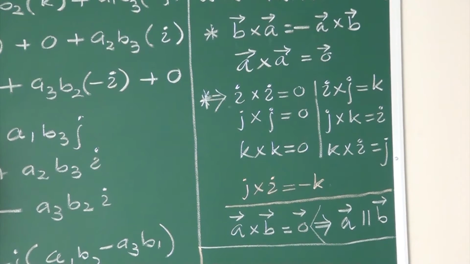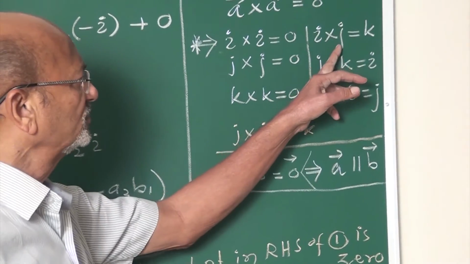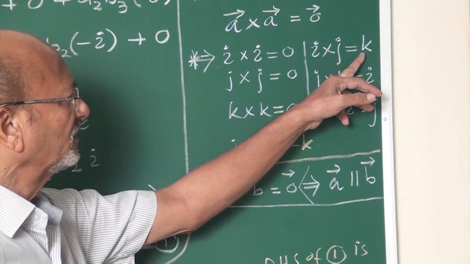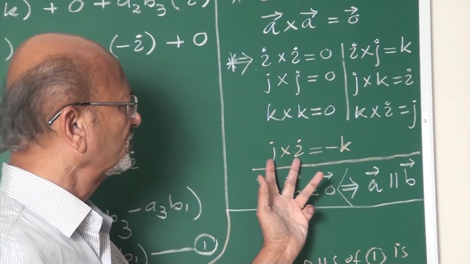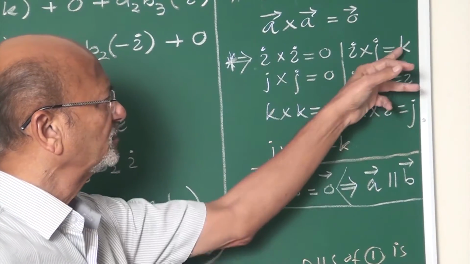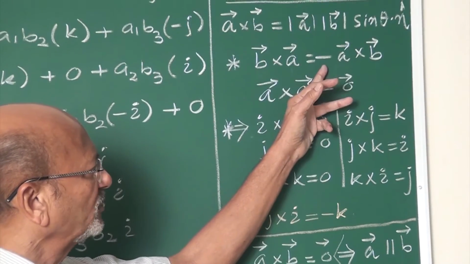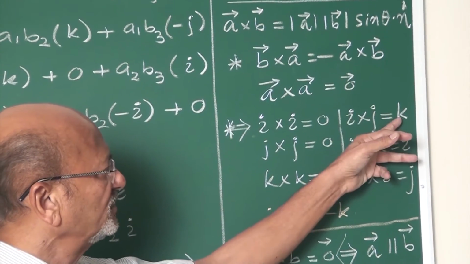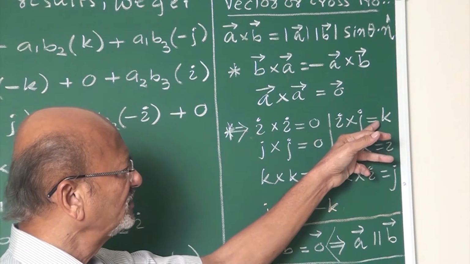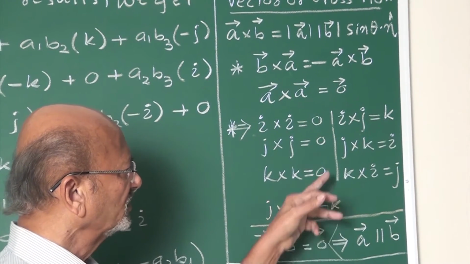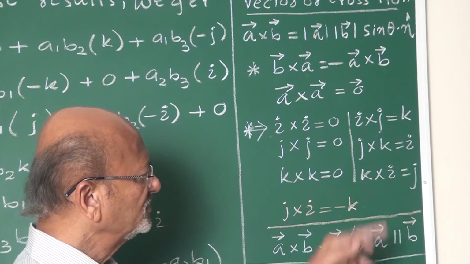Next, I cross J is K. If we change the order, what about J cross I? J cross I is minus K, making use of B cross A is minus A cross B. I cross J is K; if we change the order, J cross I, the sign changes, plus K becomes minus K. J cross K is I. K cross I is J.